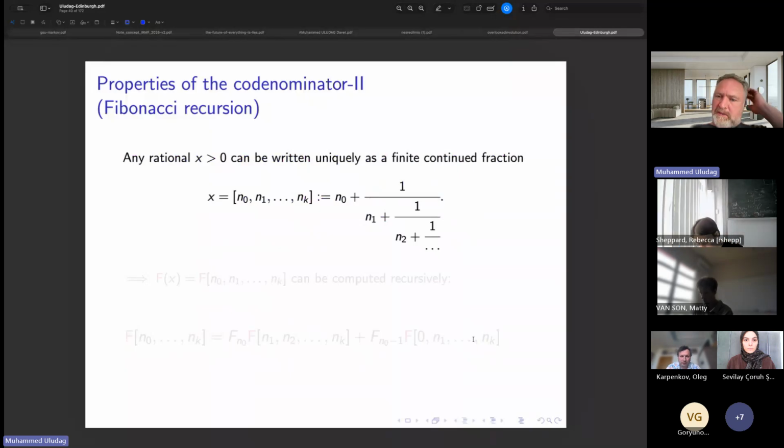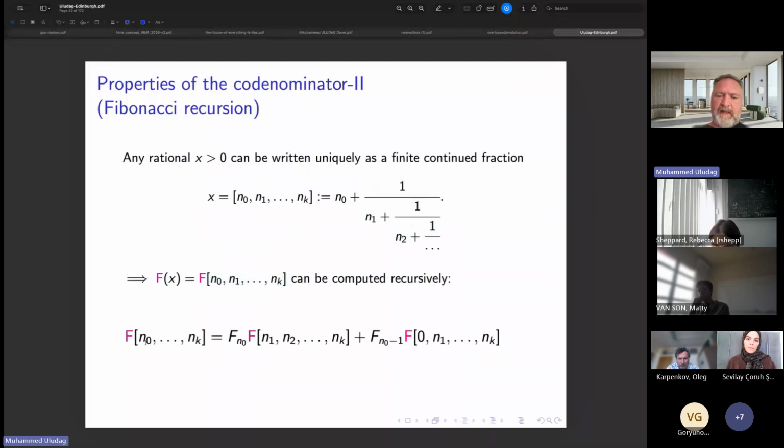So, as you all know, any rational number can be written uniquely as a finite continued fraction, like this. And from the previous recursion formulas, we can compute the codenominator of this continued fraction recursively. So we have this formula. This is just a rewriting of the previous recursion formula.